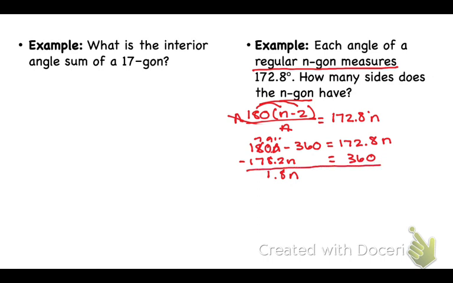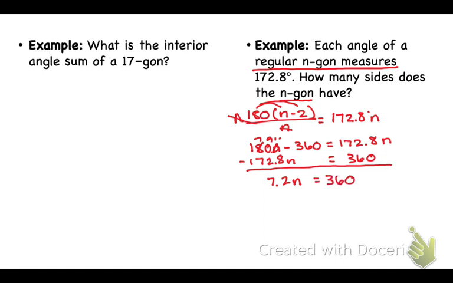I subtracted the other way, so I got negative. You should have gotten negative 1.8 if you do it right. Okay, guys, it's 180 minus 172.8. I wrote it wrong. That's what I was going to say. Sorry. So 7.2 n equals 360.